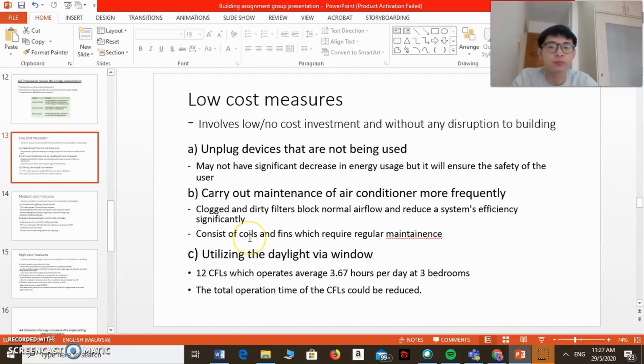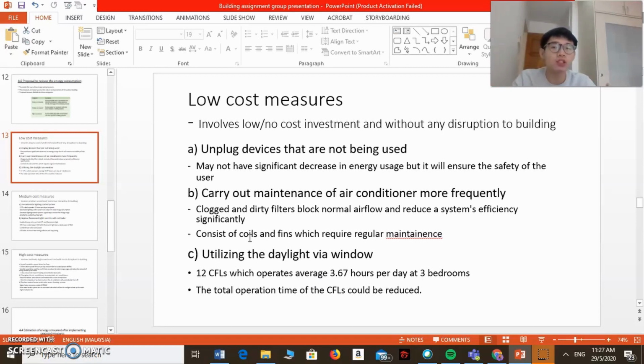Thank you. So good morning guys. So now we are going to have a look at the proposed measures that we have suggested after carrying out the energy audit. So firstly, we're going to have a look at the low cost measures among the proposed ideas. So basically low cost measures involve low to no cost investment and without any disruption to the building. So first, it suggests the user to unplug devices that are not being used.